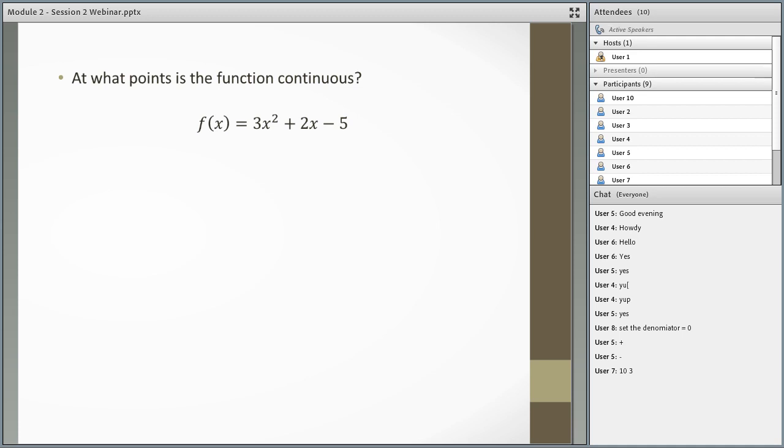What about this? At what points is the function continuous? What do we think? Very good. It's always continuous because we have a polynomial, and for any value of c, going back to the definition of continuity, the limit as x approaches c is always going to exist, and it's going to be the same thing as just direct substitution of f of c. So in this case, it's a polynomial, so it's continuous everywhere.